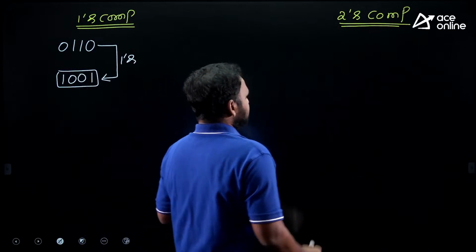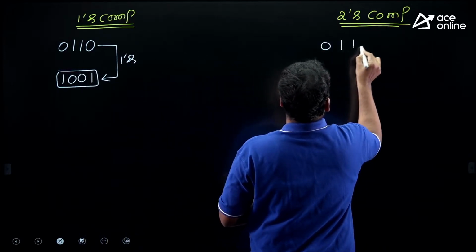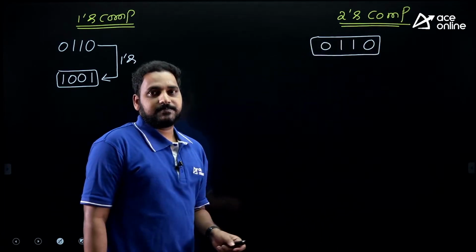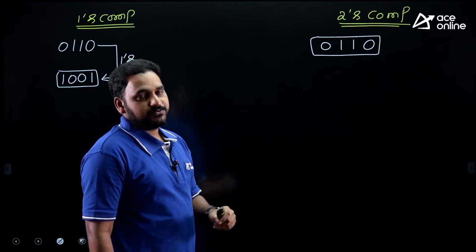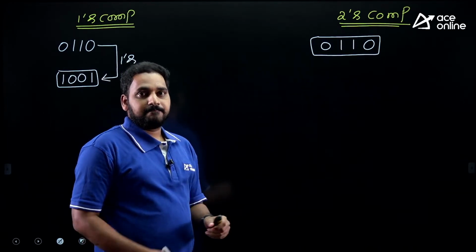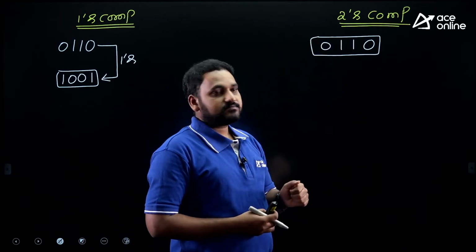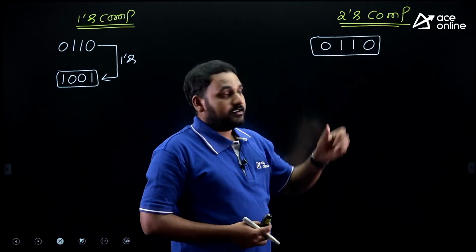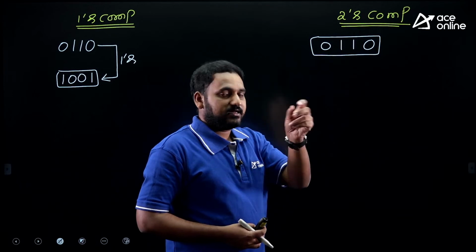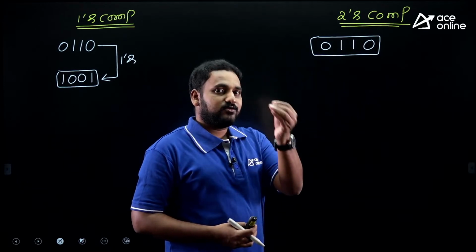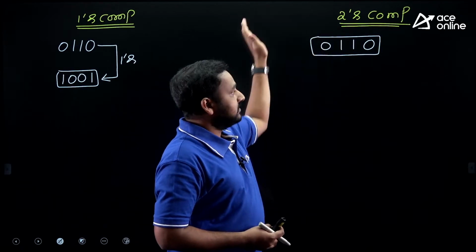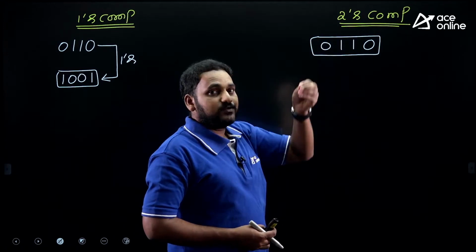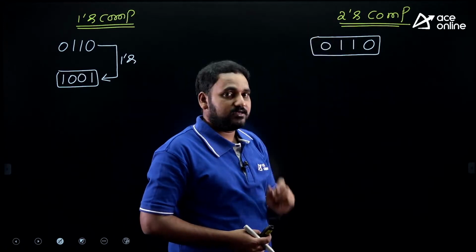Easy. But if I ask you to represent the same number 0110 in 2's complement, generally students follow this method. First they take it in 1's complement. After that they add 1. Remember in 2's complement, if you get an end around carry, a carry from the last bit, the MSB, while doing additions or any arithmetic operations, keep it in mind, you should ignore it.